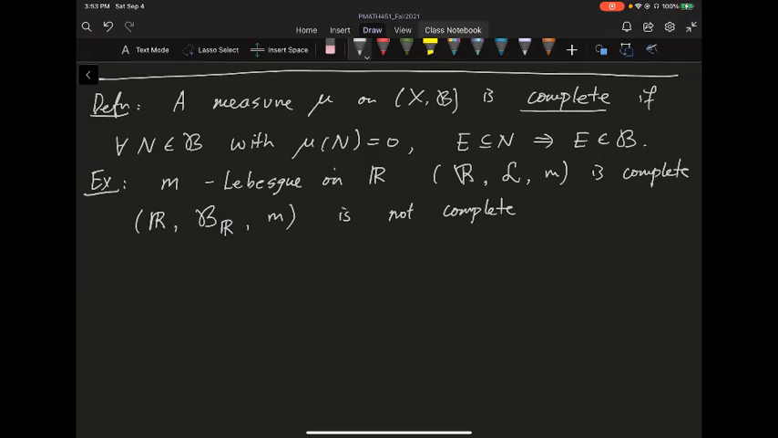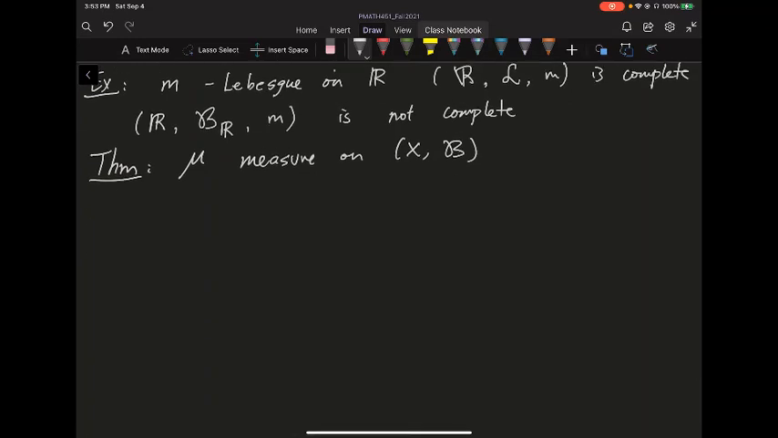So here's the main theorem we're going to show. Suppose mu is a measure on some (X, B). Usually I would say it's not complete, but it doesn't really matter. Suppose you define the sigma algebra B bar to be the sigma algebra generated by B, and also all those subsets of null sets. So E, where E is contained in N for some N with mu of N equal to 0.